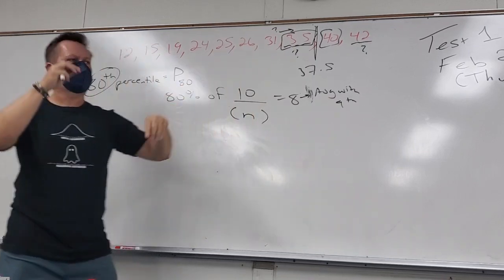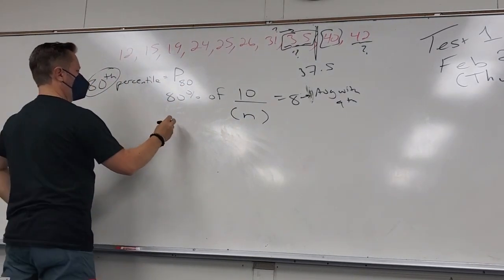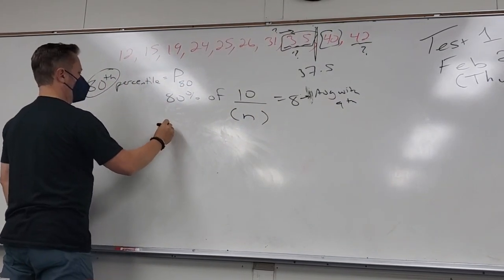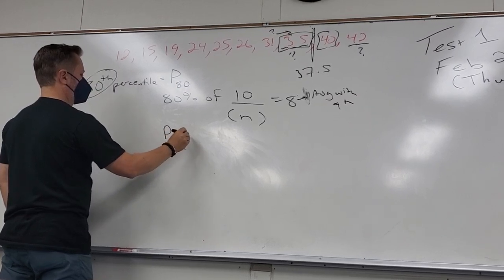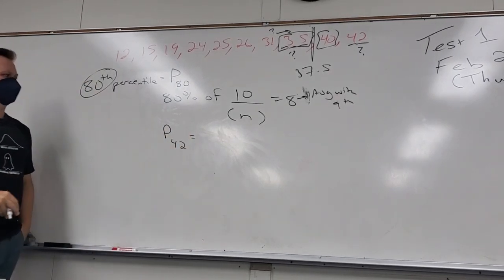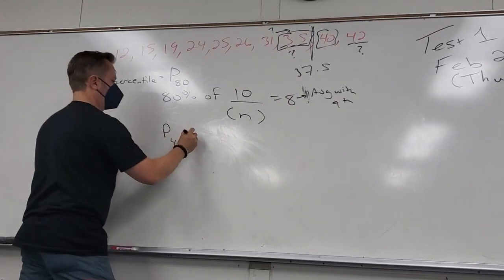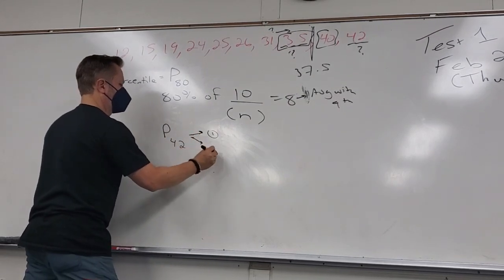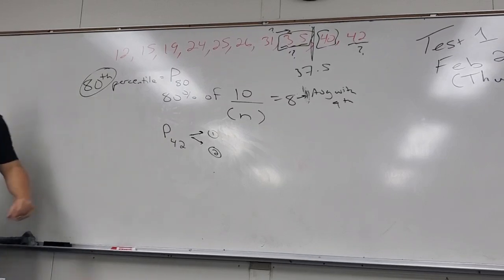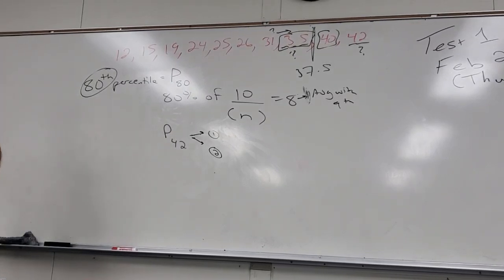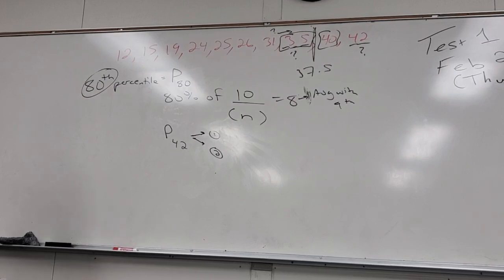All right, so let's try this. What is P42? 42nd percentile. So there's 2 steps to figuring this out. I want the 42nd percentile. So what's the very first step to figure out where the answer is going to be? I take 42% of 10.